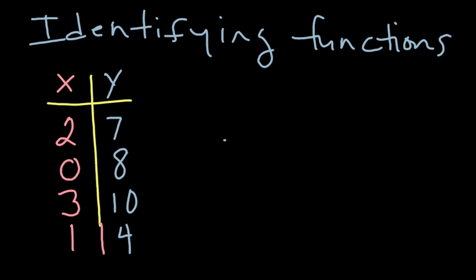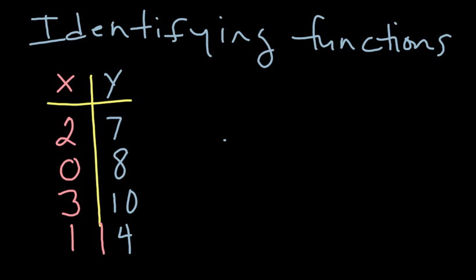Okay, there are 3 different ways or 3 different kinds of problems that are going to ask you to decide whether or not it's a function. Okay? So, the first way is an input-output table. Remember, this is called an input-output table. All the x's are inputs, all the y's are outputs.